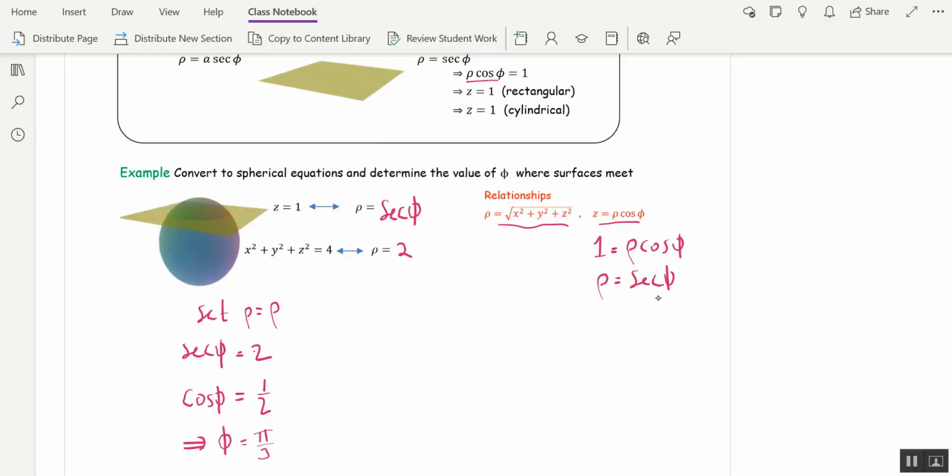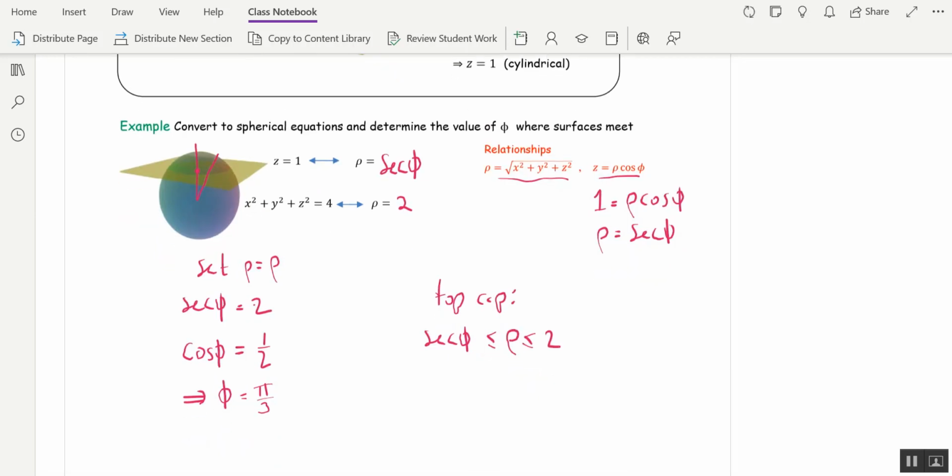Okay, I'm going to do something extra. Suppose we wanted to, in the next section, integrate, for example, over this top cap. So let's find some inequalities that determine what that top cap of the sphere is. And I mean everything on the sphere above that plane. And so if I imagine a ray emanating from the origin, it's going to hit that top cap. So these are the limits on rho. It's going to hit that top cap when rho hits secant phi, and it's going to leave that top cap when rho is 2.